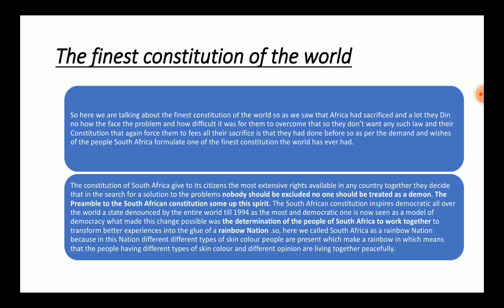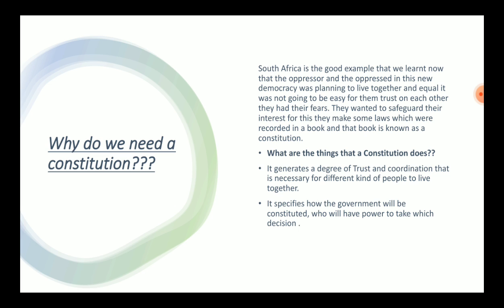We call South Africa a rainbow nation because it is a nation with people of different skin colors, which makes a rainbow, meaning that people having different skin colors and different opinions live together in harmony. And now our next topic is, why do we need a constitution?